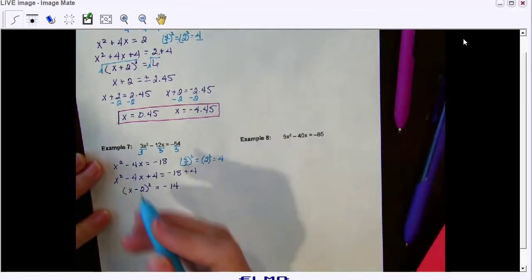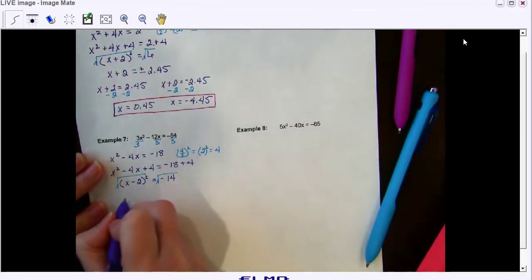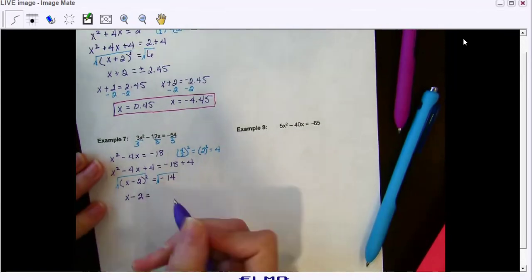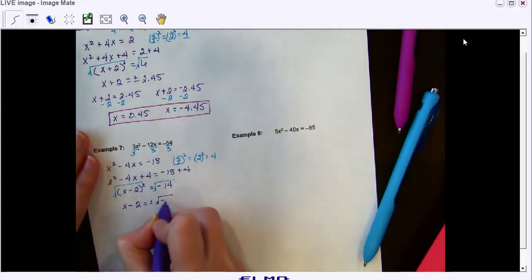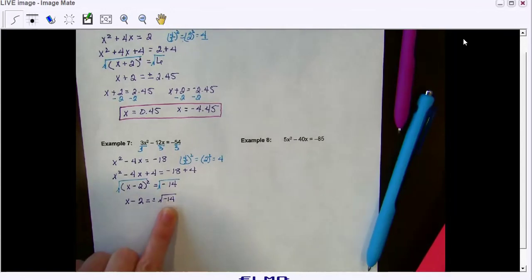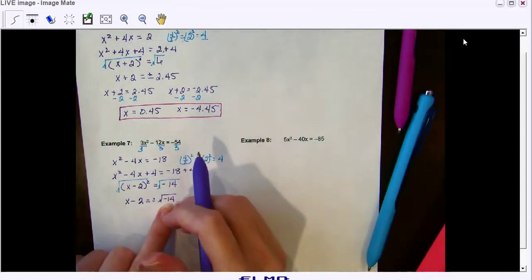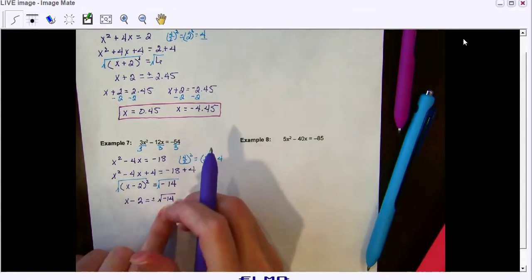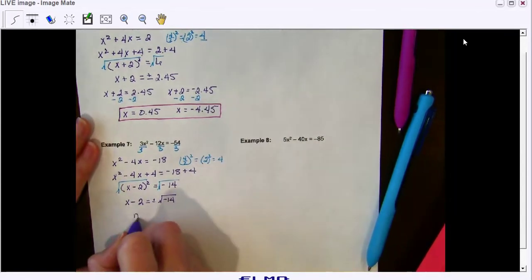Now we're going to square root this. And we have an issue here. We have the square root of negative 14. And remember, I said whenever you have negatives inside of a radical, you have an imaginary number. And we are not dealing with imaginary numbers, and you will not until Algebra 2. So whenever you come across a solution that has a negative inside of a square root, the answer is no solution. Okay.